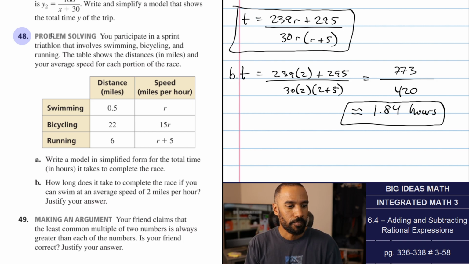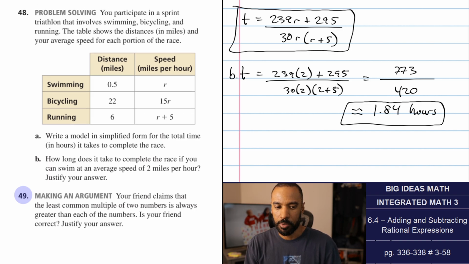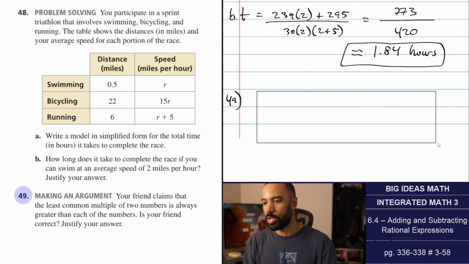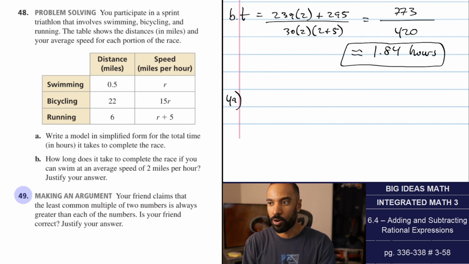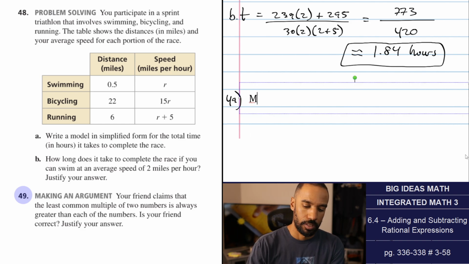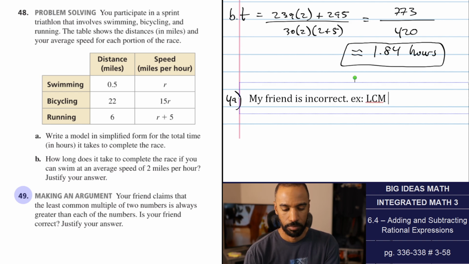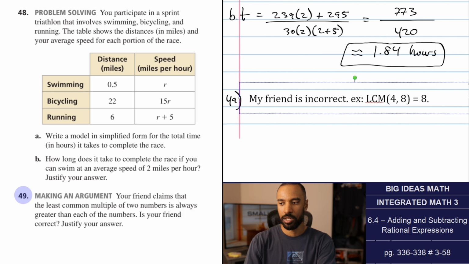All right. Number 49. Your friend claims that the least common multiple of two numbers is always greater than each of the numbers. Is your friend correct? Justify your answer. No. My friend is incorrect. We can do this either with polynomials or with numbers, but my friend is incorrect. The least common multiple of 4 and 8, for example, is 8. Right? It's not like 32. It's not even 16. It's 8, which is the same.